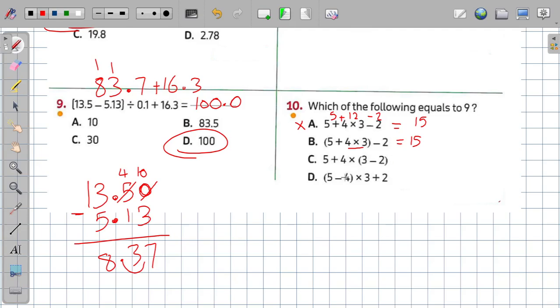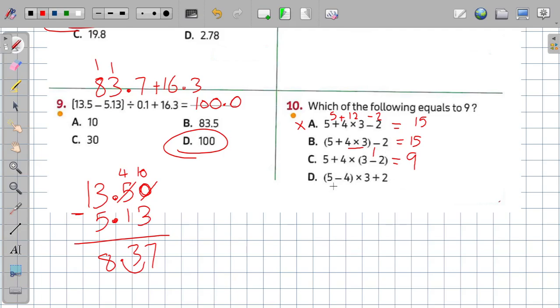Next, I have 5 plus 4 multiplied by 3 minus 2. So what's inside the parentheses is 3 minus 2 equals 1. And after that I have 4 times 1 equals 4, and 4 plus 5 equals 9. So this expression is equal to 9.